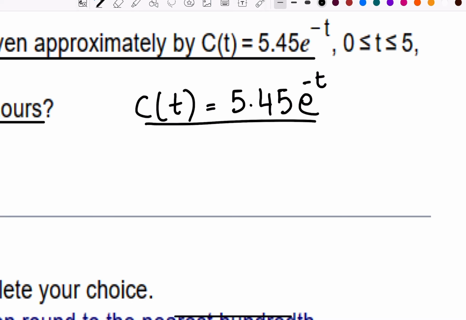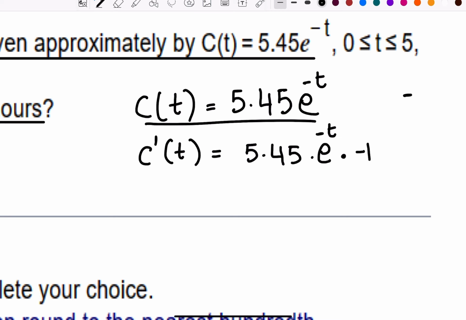Now they're asking me for the rate. The moment they say rate, I know I have to find C prime, which is the derivative. So it's 5.45, that's the constant. And here, e to the power negative t, remember you're differentiating with respect to time. So the derivative of e to the power negative t is e to the power negative t times the derivative of negative t, which is negative 1. It's like, what's the derivative of negative x? Negative 1, right?